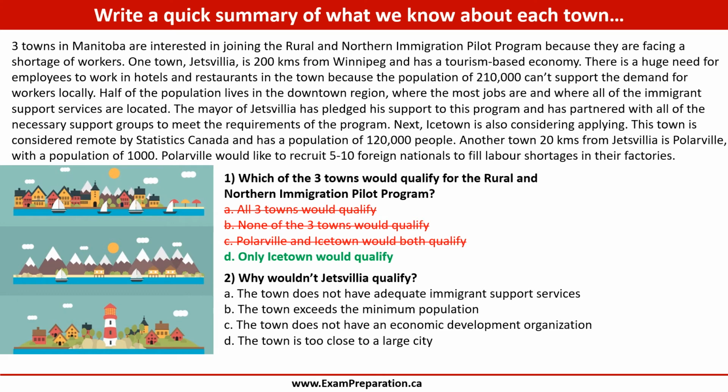All right, so the answer for number 1 then would be D. Icetown is the only town that would qualify. Now we have to jump to number 2, of course. Why wouldn't Vilia qualify? And the beauty of this is that number 2 really gives us an option for number 1 in this case, right?